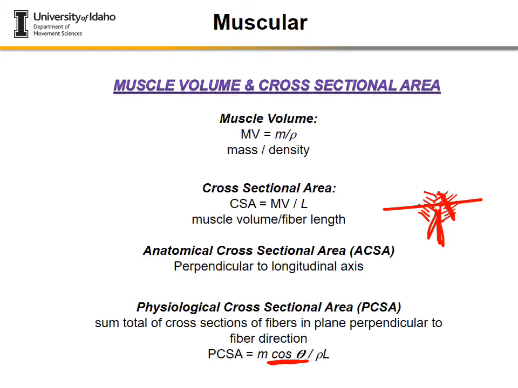So here you have the density over the fiber length, and the mass of the skeletal muscle that you're working with, and the angle of pull, which is the cosine of theta. And this is the physiological cross-sectional area.